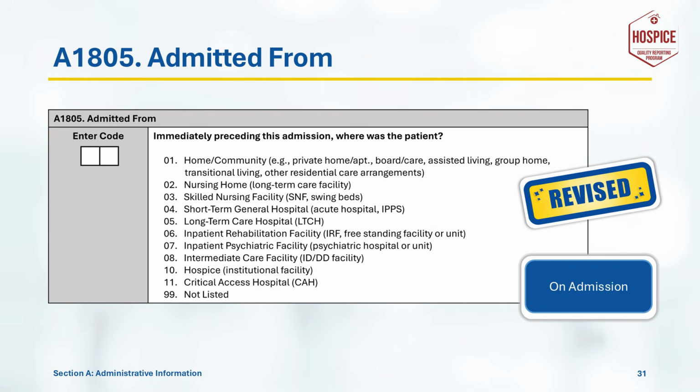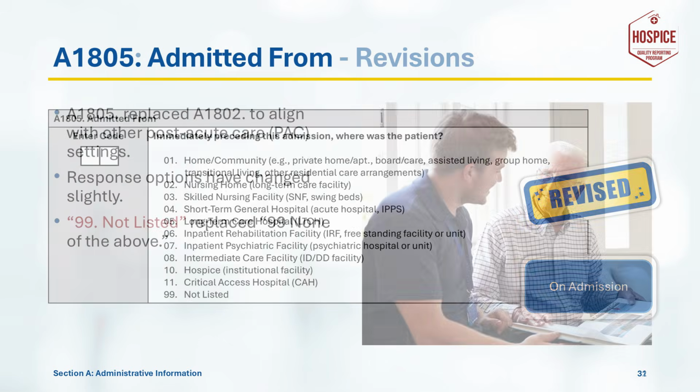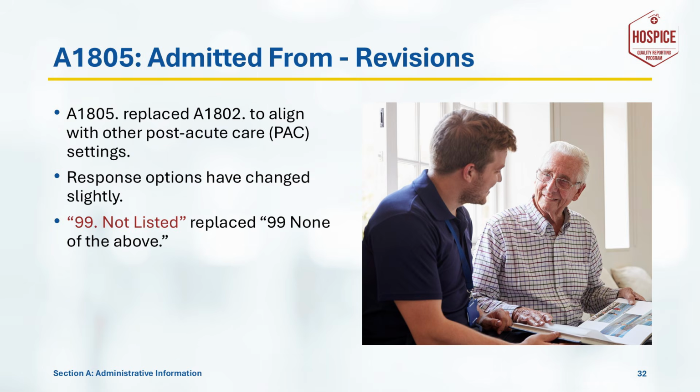A1805 admitted from is another existing item. This will be familiar to some of you, but it has been slightly revised to align with the same item used in other settings. This item is collected only on admission. So here are the revisions that were made for this item. In the HIS, this is item number A1802. The response options, while very similar, have changed a bit, and one for critical access hospital was added. You'll want to review the list carefully to see the changes.